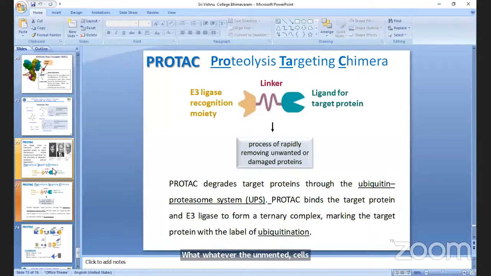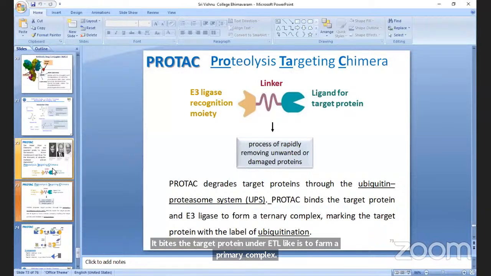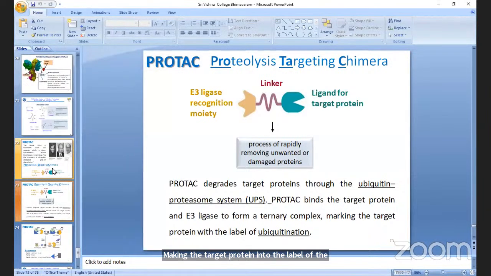That means PROTAC degrades the target protein through the ubiquitin proteasome system. It binds the target protein and E3 ligase to form a ternary complex, marking the target protein with the label of ubiquitination. That means that it helps avoid infectious disease.